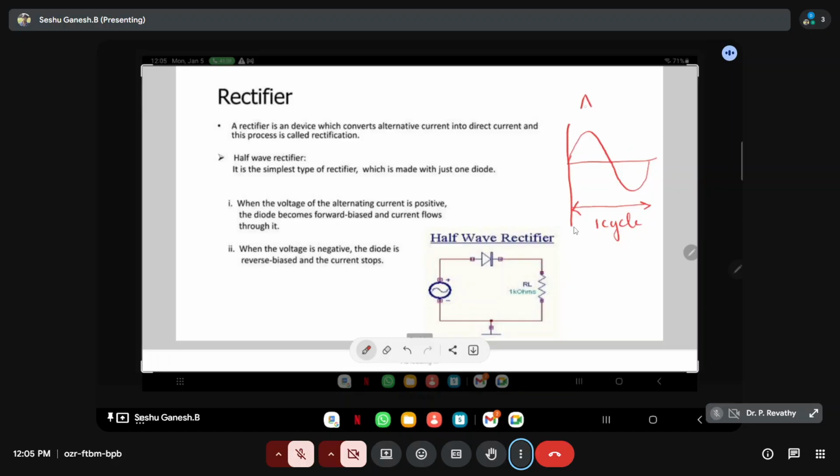This is an input AC voltage, alternating current. And you can see here, this is the input. So this has got two cycles. From 0 to pi, there is going to be a positive cycle.